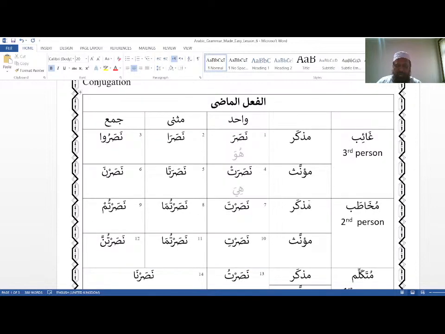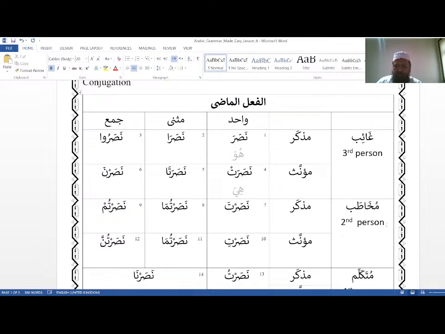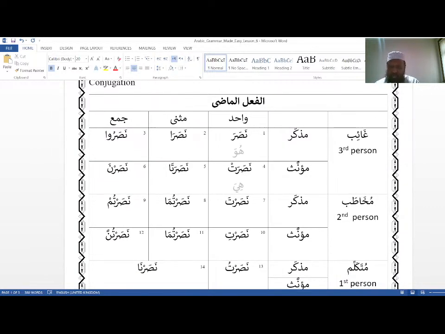The fi'l al-madi, this is the chart of fi'l al-madi. We can see on the right ghaib, third person, then mukhatab, second person, mutakallim, first person. Then mudhakkar and mu'annas for ghaib, and on the top wahid, muthanna, jama. The first siga is nasara. That's the default, without adding anything, nasara.